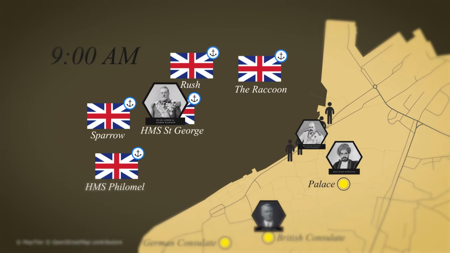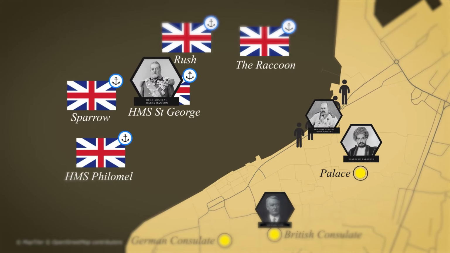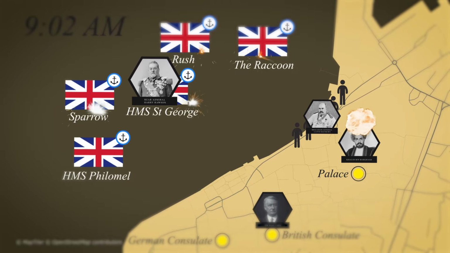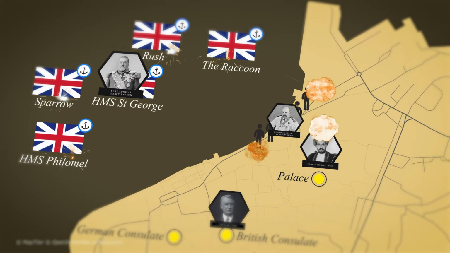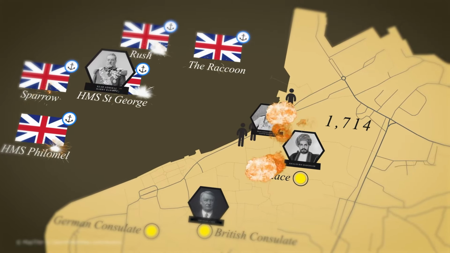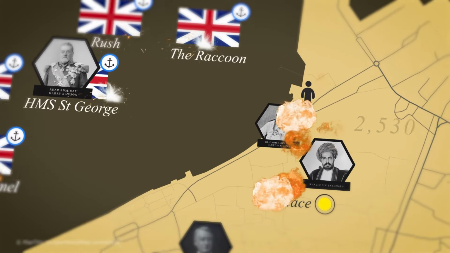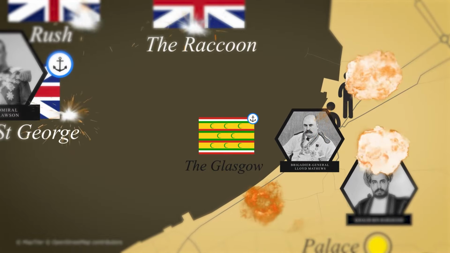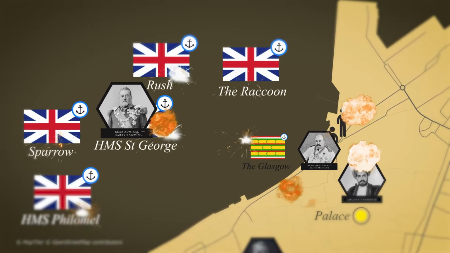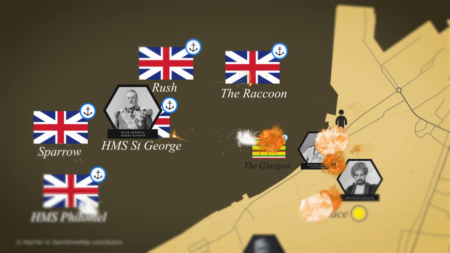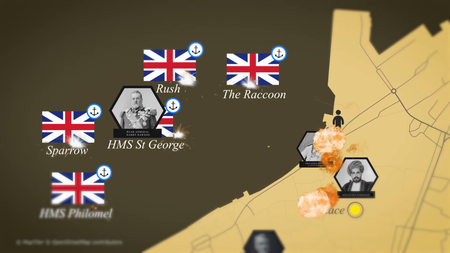At 9 o'clock, the order to open fire was given and the shortest war in history began. At 9:02 a.m., the Royal Navy warships laid down a barrage of explosive shells on the palace. This cut into Khalid's 3,000 men, leaving many casualties. Meanwhile, the Sultan's royal yacht, the Glasgow, which had been a gift from Queen Victoria, opened fire on HMS St. George. This withering return fire from HMS St. George sank the Glasgow within minutes.